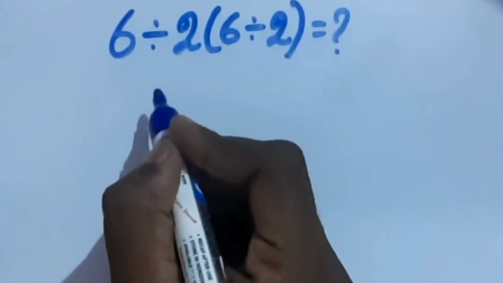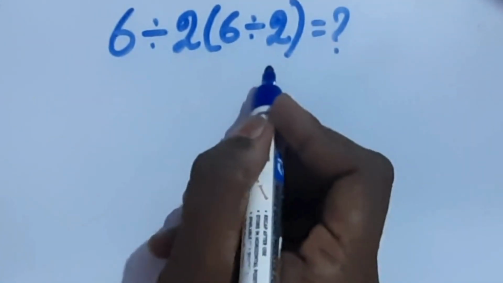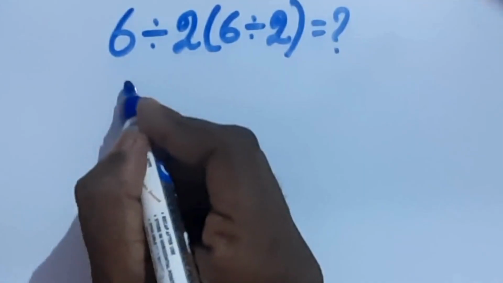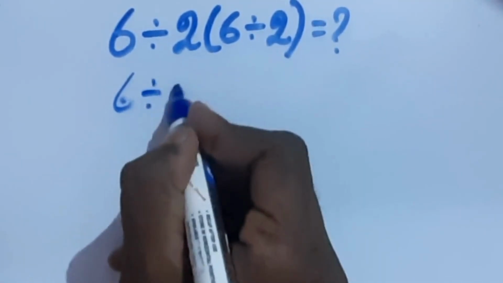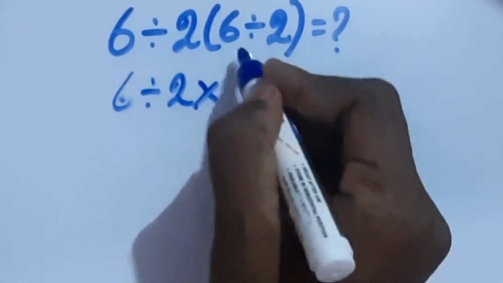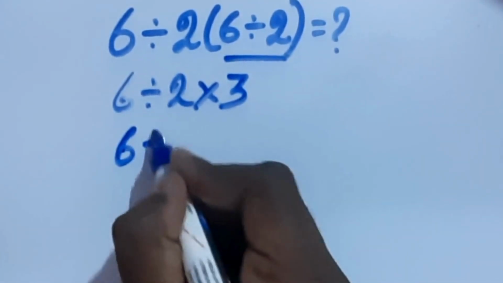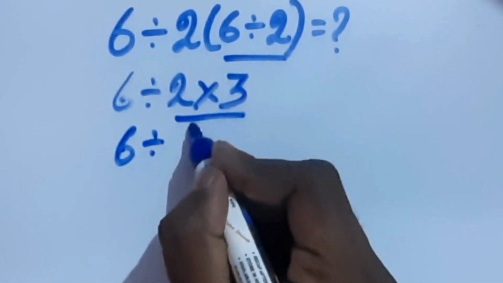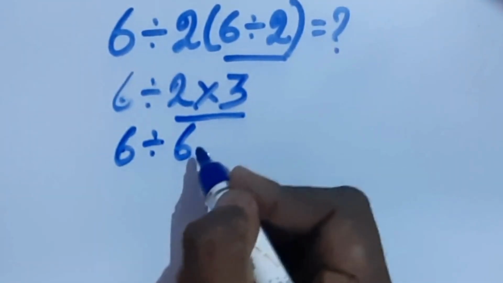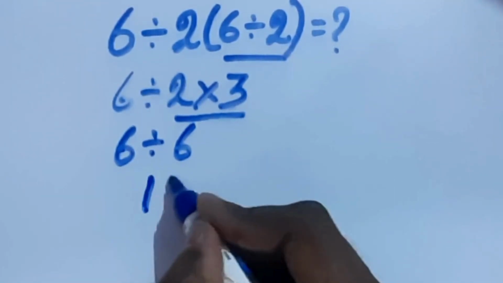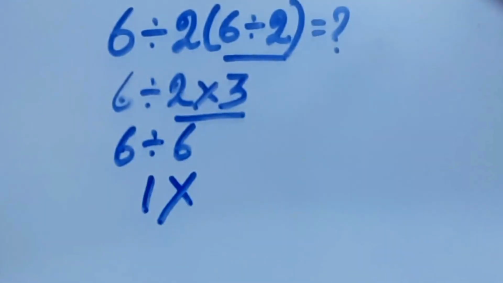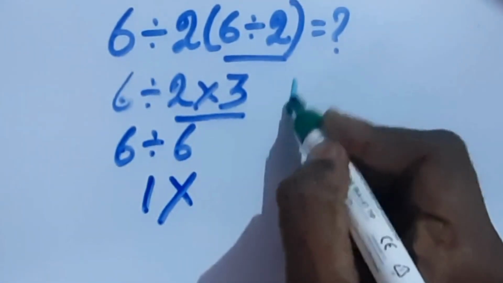Hello guys, most of the people get answer 1 for this problem in the wrong way. Here, 6 divided by 2 times this is 3. Now 6 divided by this is 6. Now 6 divided by 6 is 1. This is wrong.